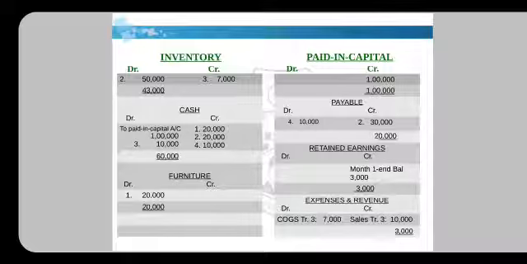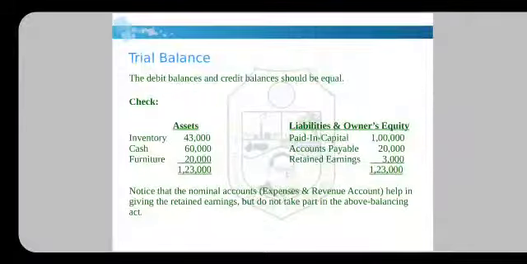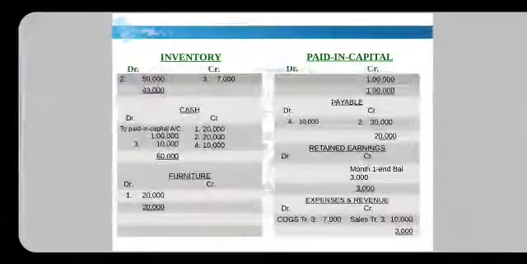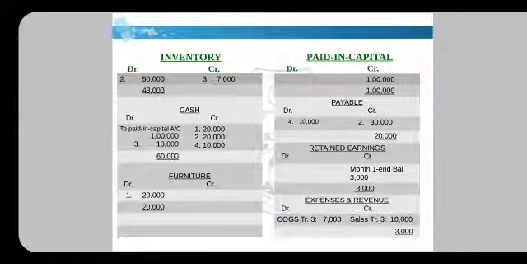Now we will talk about trial balance. So, trial balance means what? The debit balances and credit balances of the accounts should be equal. Now let's take this example. In this case, on the inventory side, the debited amount is 43,000. In the cash account, the debited amount is 60,000. And in the furniture account, the debited balance is 20,000. So the total is 43,000 plus 60,000 plus 20,000.